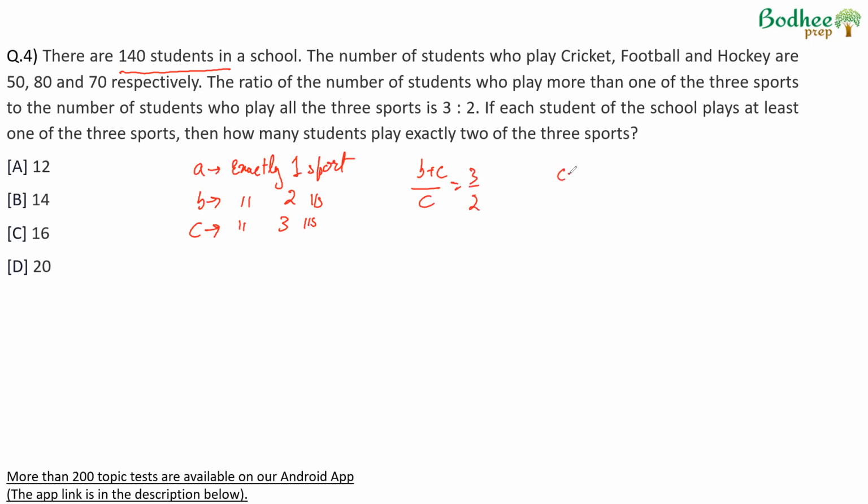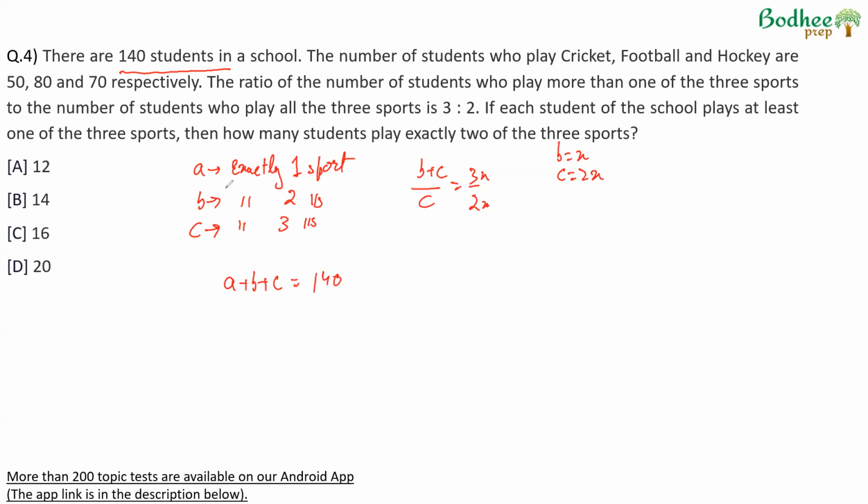So if we say that C is equal to 2x, from here we will be able to say that B is equal to x, because B plus C is equal to 3x. Subtracting C from both sides, we get B is equal to x. Now we know that A plus B plus C will be the total number of students, 140.